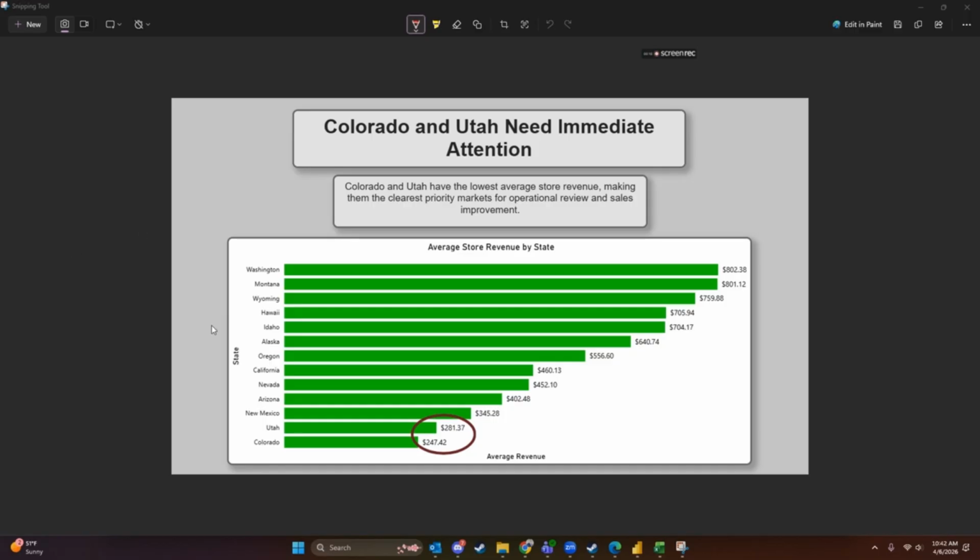So the slide says, hey, I've identified two states that are really underperforming. Their average revenue per store, which is great because that's normalized. That's apples to apples. You can compare this number with this number. It needs attention. And then it says Colorado and Utah have the lowest average store revenue, making them the clearest priority for operational review and sales improvement.